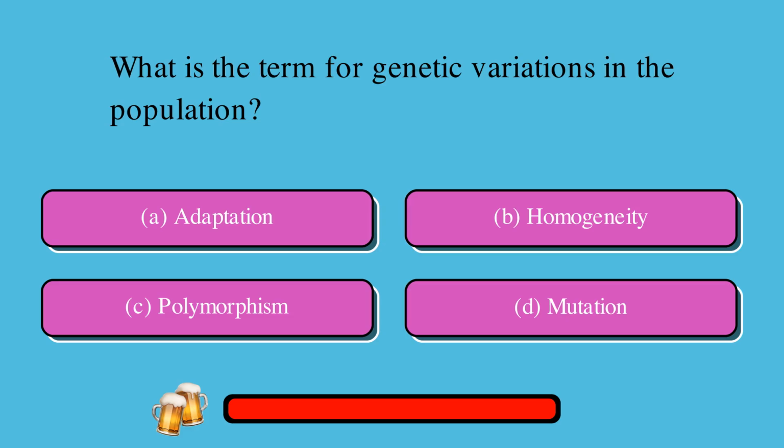What is the term for genetic variations in the population? A. Adaptation, or B. Homogeneity, or C. Polymorphism, or D. Mutation? The correct answer is C. Polymorphism.